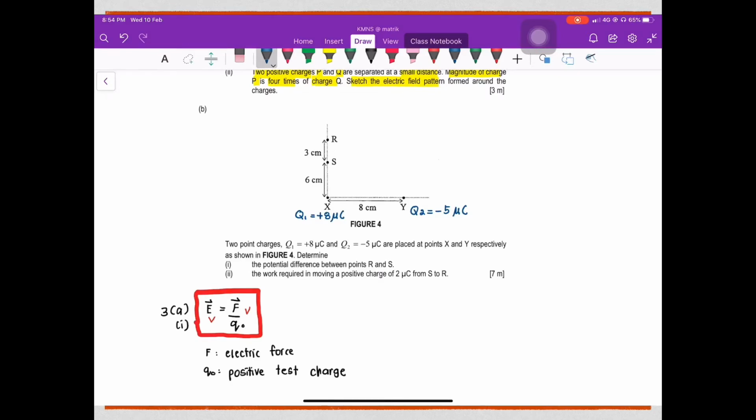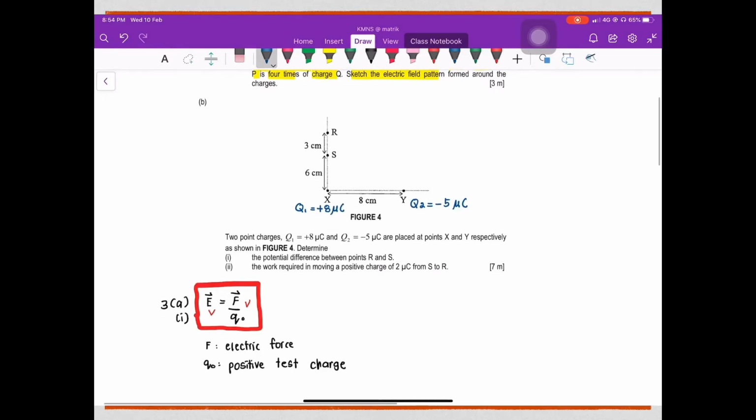Okay, next question 3b. So two point charges Q1 and Q2, one positive, one negative, are placed at points X and Y. So look at this diagram. X is Q1, Y is Q2. Determine the potential difference between R and S and the work required to move a positive charge from S to R.